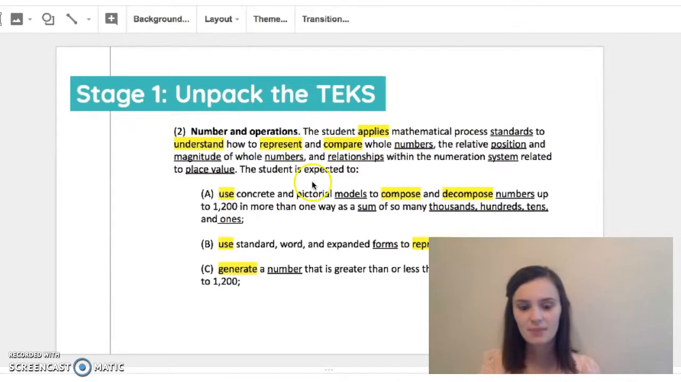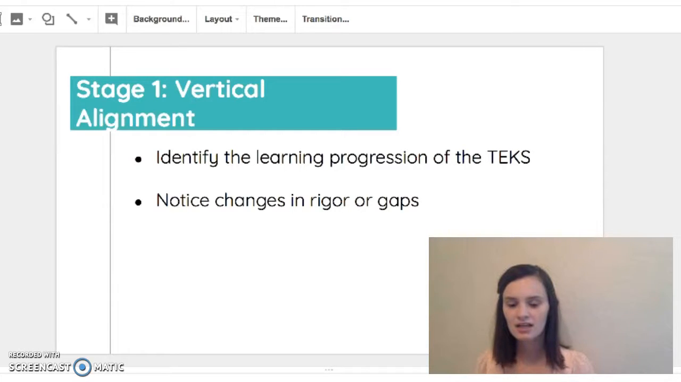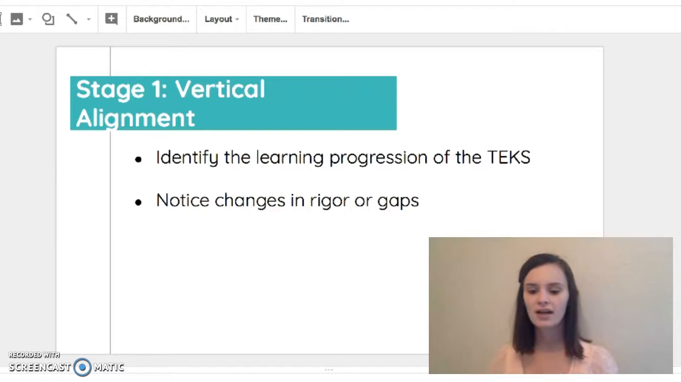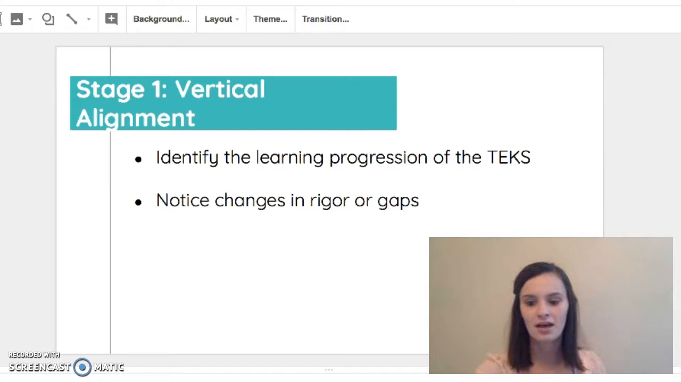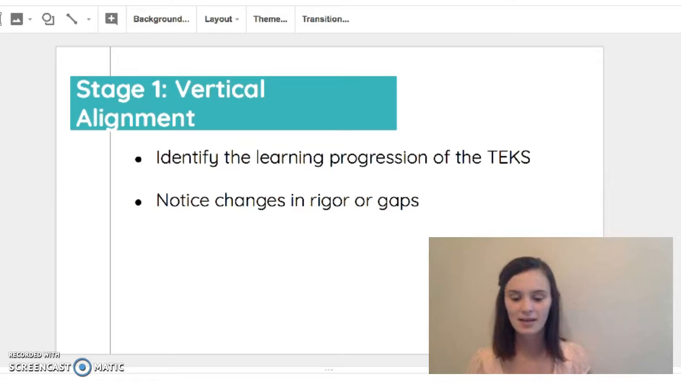So the next step in stage one is you want to look at your vertical alignment. So identify the learning progression of the TEKS. What are they going to need to know next year? That's going to help you see where you need to get them ready to learn, because we want to have them ready for those next grade level TEKS. And I'm sure the next grade level teachers will greatly appreciate you having them ready and being able to do that next step. It'll also allow you to know where they finish.